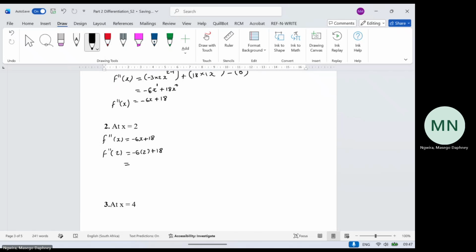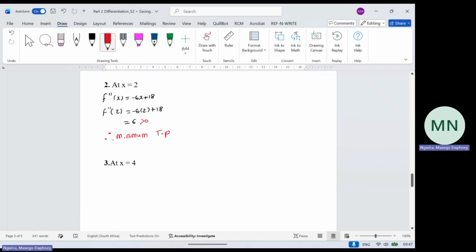Our answer is going to be 6. So this 6 is positive, so therefore it's greater than 0. And then we can conclude that we are going to have a minimum turning point. Minimum turning point. And now we move on to this one.